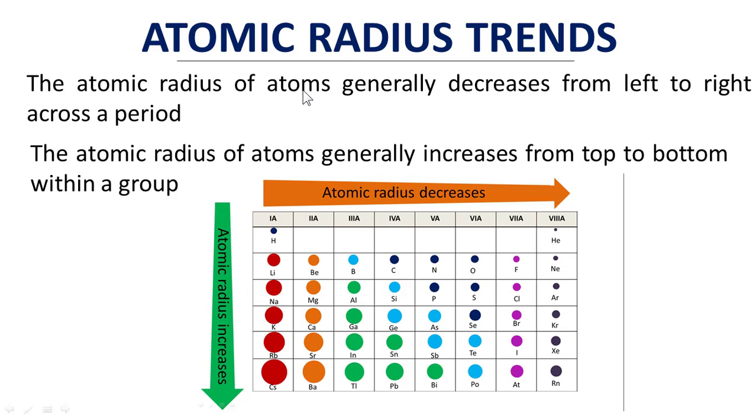The atomic radius of atoms generally decreases from left to right across a period. Here, atomic radius decreases across a period. The atomic radius of atoms generally increases from top to bottom within a group. From top to bottom, atomic radius increases.